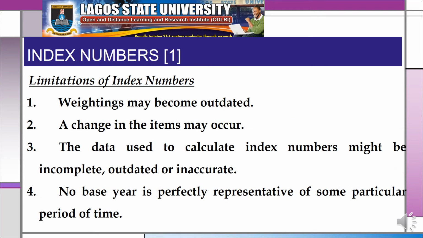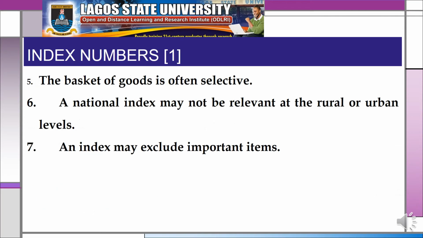Limitations of index numbers. 1. Weights may become outdated. 2. A change in items may occur. 3. The data used to calculate index numbers might be incomplete, outdated, or inactive. No base year is perfectly representative of some particular periods of time. The basket of goods is often selective. A national index is not relevant at the rural or urban levels. An index may exclude important items.